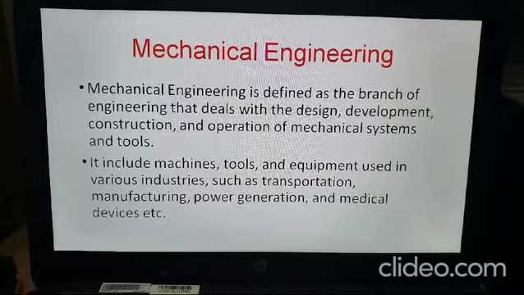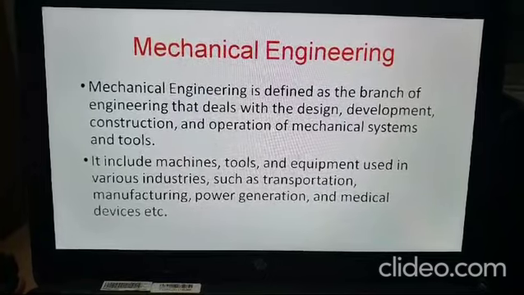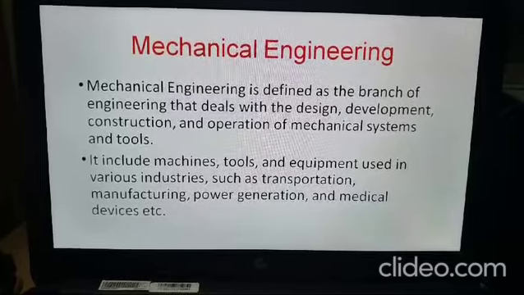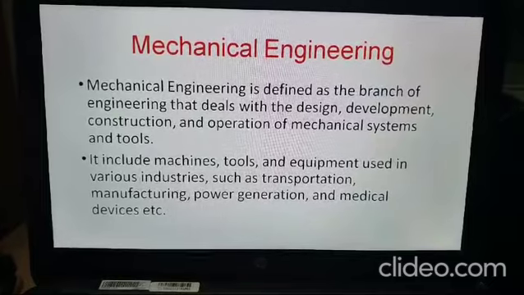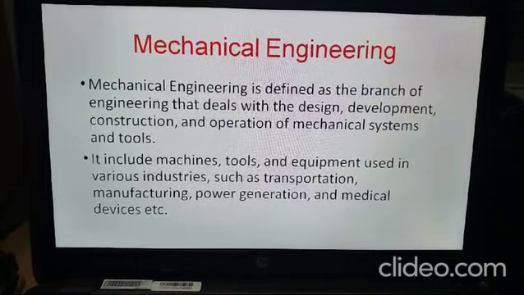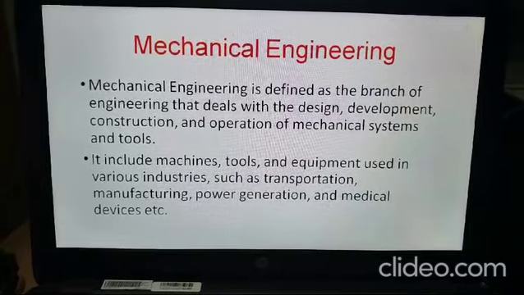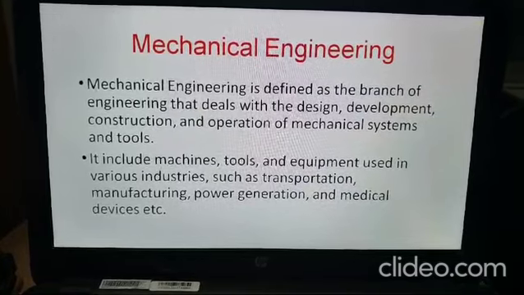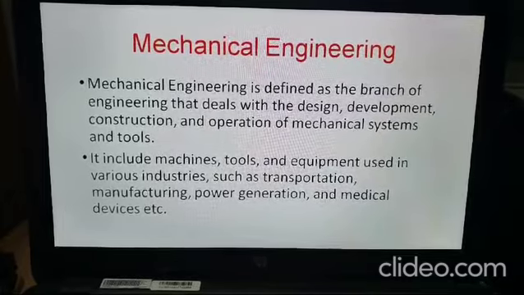So this is an example I am saying for overview of mechanical engineering. So it includes the manufacturing of machines, and we have to use many tools for cutting the machines. If you take a lathe, we use a single point or multi-point cutting tool, and equipments used in various industries. For example, transportation, what we have seen is a car or a two-wheeler, a bike. Everything comes under mechanical engineering only.